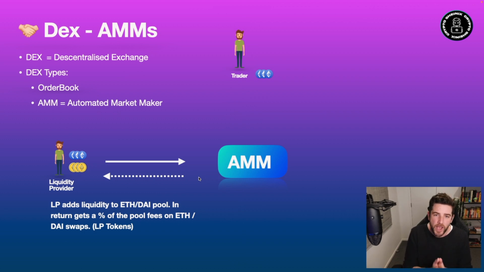And why will he or she do that? Well, in return, the user gets a percentage of the pool fees on the ETH DAI swaps. So basically, for every trade made on the pool the user provided liquidity to, the user will get some fees, and the fees will, of course, be distributed among all the liquidity providers. So you get shares of the pool, and money is distributed based on the amount of shares that you have in that pool.